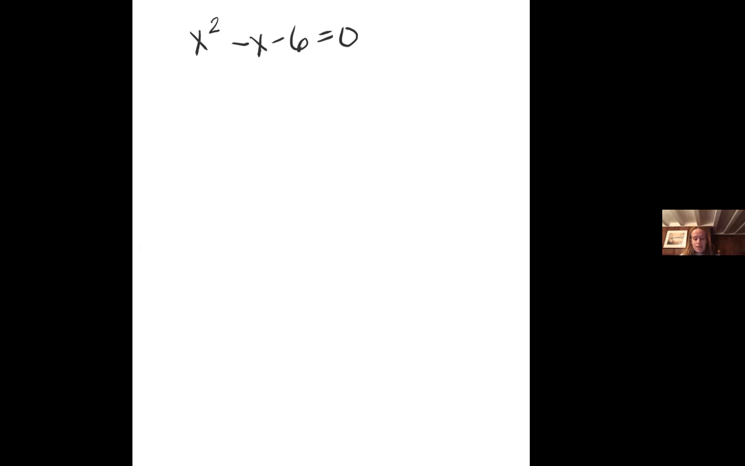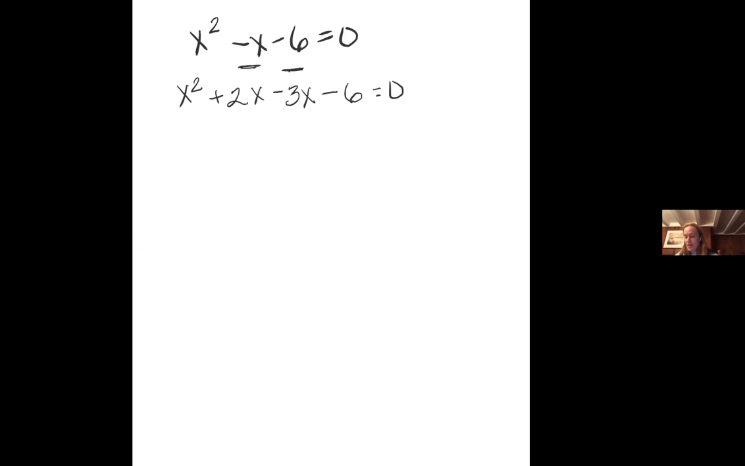So first, in order to factor, I like to think about it, so what two numbers would add up to -1 and multiply to get -6? So here we can write this down. So we have 2 and -3. So we have x squared plus 2x minus 3x minus 6 equals 0. So that was just expanding.